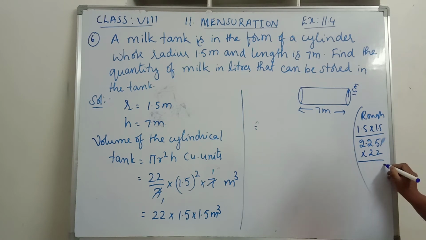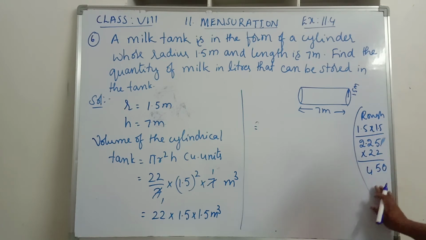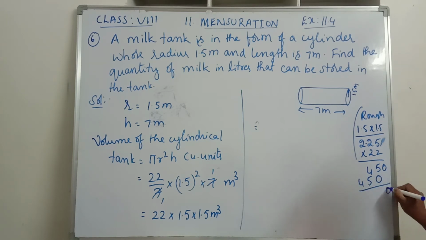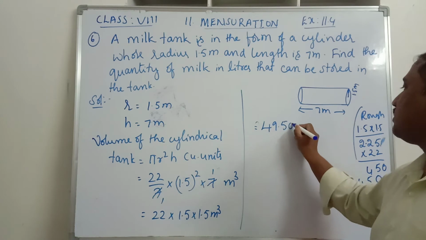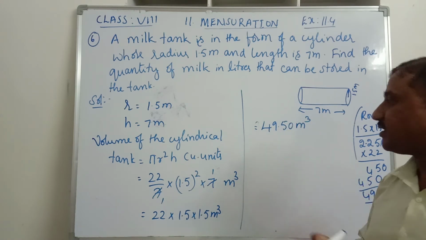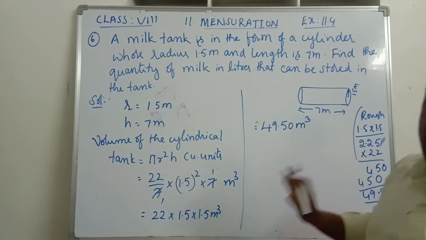2 5s are 10. 2 2s are 4 plus 1 is 5. Then again with 2, 0 5 and it is 4. Add: 0, 5 4 plus 5 is 9 and it is 4. So keep the decimal point after 2 digits. So how much will we get? It is 49.50 meters cube, the volume of the cylindrical tank.